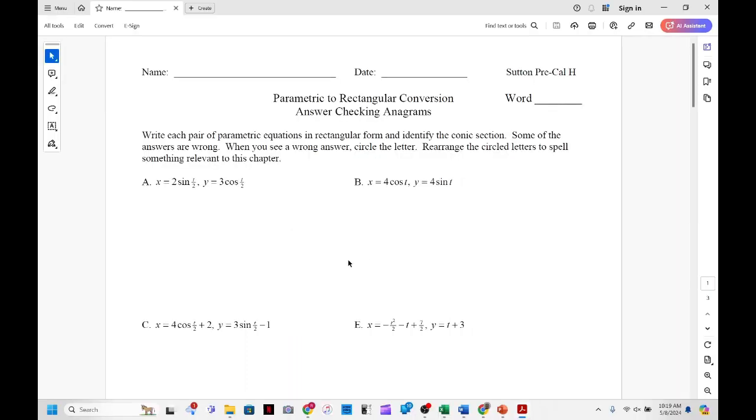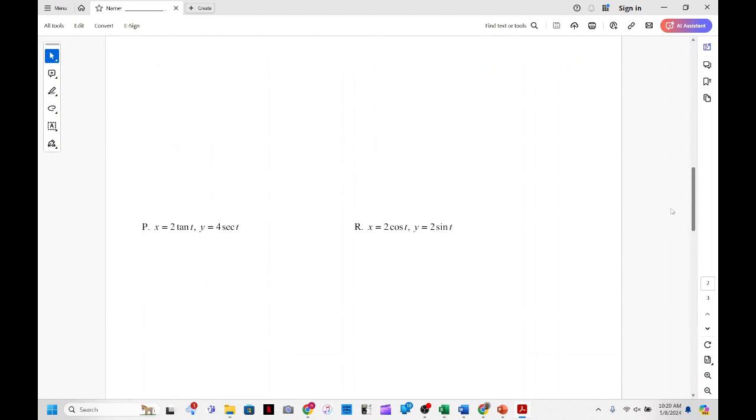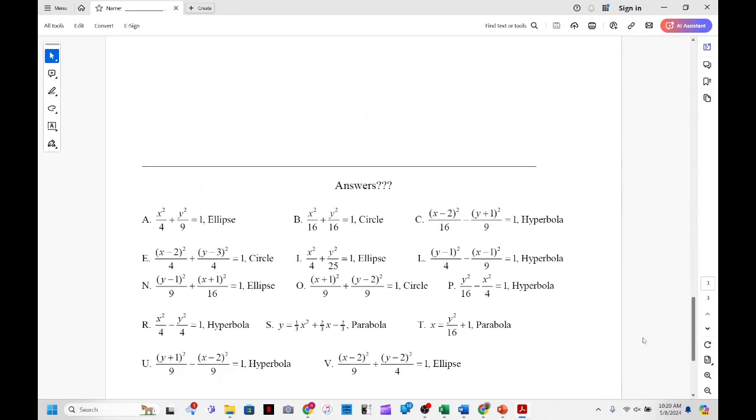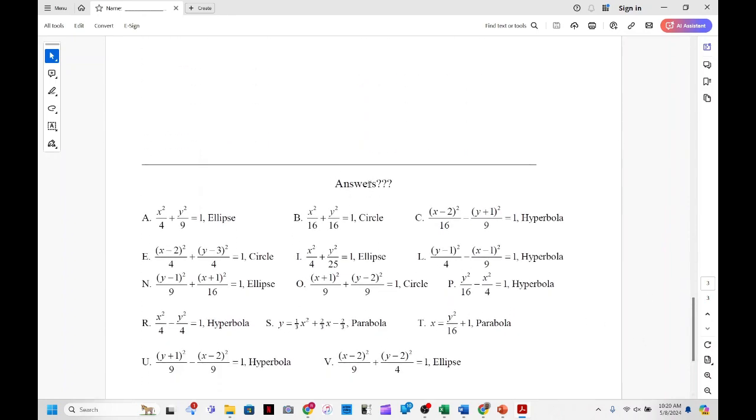So here's the puzzle. This is an answer checking anagrams puzzle. The idea is you have to solve all these problems. In this case, write each pair of equations in rectangular form and then say what conic section shape it is. And I've also actually given you the answers. If you go to the very end, here are some answers, question mark. The catch is some of these are wrong.